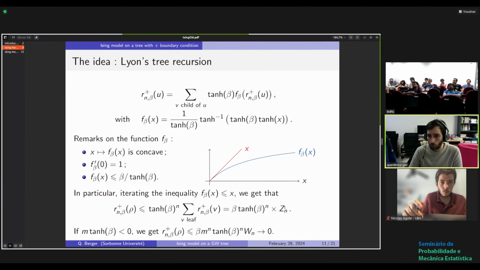And here what you want to do is normalize this Zn by m to the n to obtain the usual martingale associated with Galton-Watson trees. And what you get is that the log likelihood ratio of the root is bounded by m times hyperbolic tangent of beta, to the n, and it goes to 0 if this is smaller than 1 and not 0. So we've proved one part of Lyons theorem.